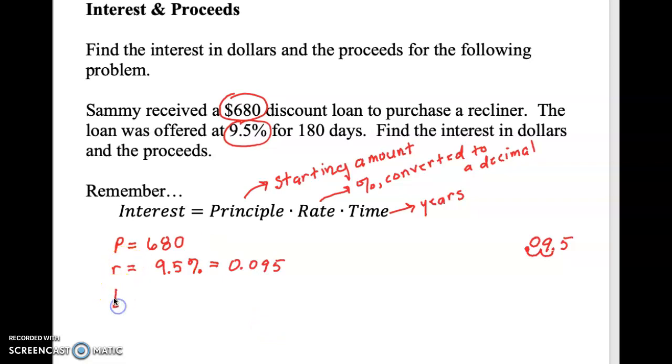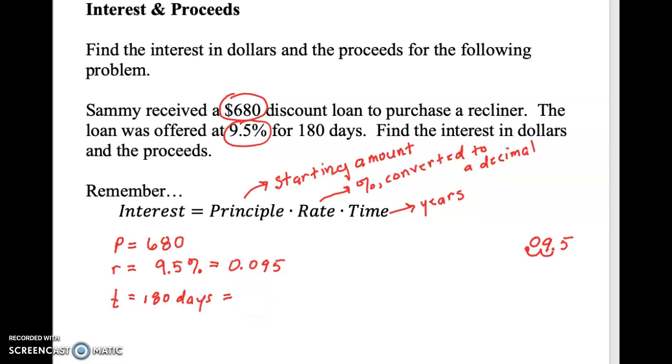Lastly, we have T for time. Now I drew a little T with sort of that little curly tail at the bottom. That's because if I just draw a regular T, it almost looks like a plus sign. Now years. Notice how we have 180 days. We're not going to be using 180 in our calculation. That wouldn't make sense here because we're not talking about 180 years. We're talking about 180 days. So we need to figure out what fraction or what decimal value that is out of a year.